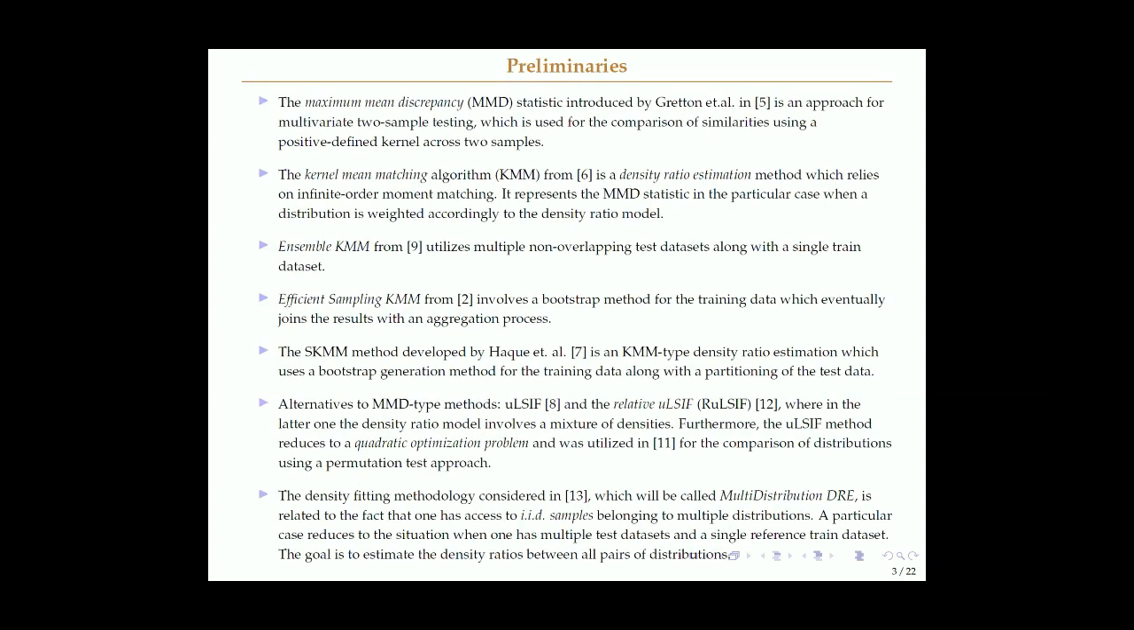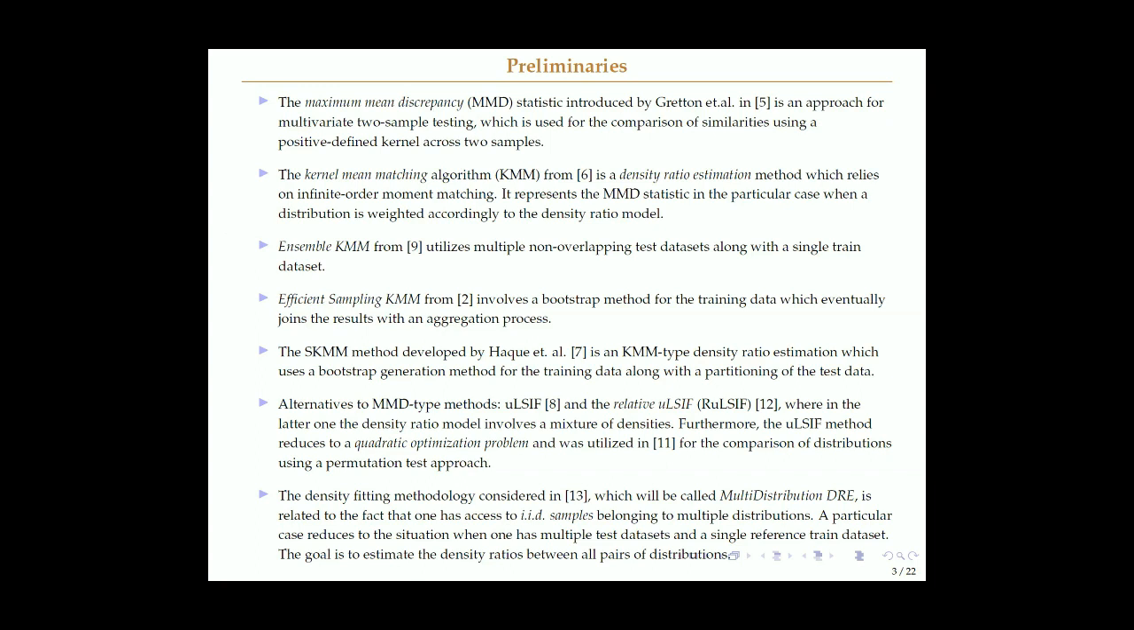The most well-known algorithm for density ratio estimation is the kernel mean matching, which depends actually on the maximum mean discrepancy statistic. There are various extensions to this algorithm, like the efficient sampling KMM and also ensemble KMM. These are two different algorithms. The ensemble KMM utilizes multiple non-overlapping test subsets, while efficient sampling KMM uses a bootstrap aggregation process, but for the training data. And both of these were recently combined into the so-called SKMM method.